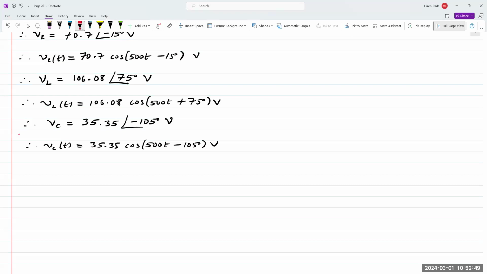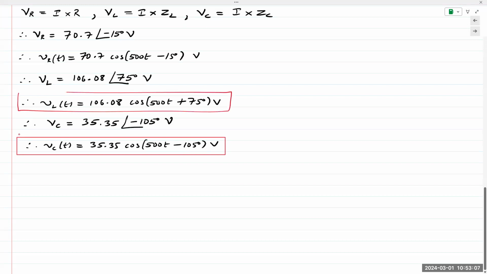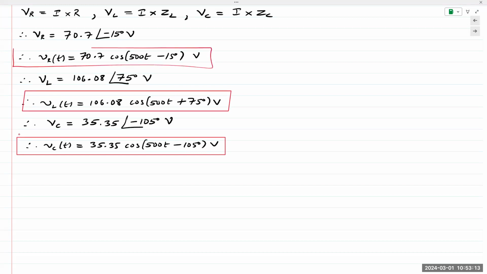Okay. Anyone performing these calculations? Do you obtain the same answers? So again, if the final answer is asked as a function of time, a v of t or i of t, then you have to perform the inverse phasor transform at the end. If it just says find the phasor, then you just leave it at that.